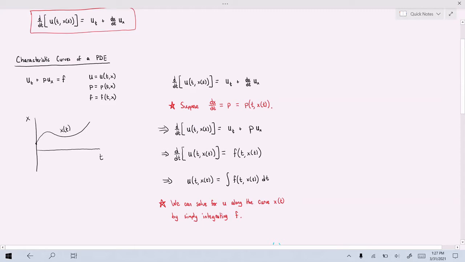So as we talked about just now, according to the chain rule, the derivative with respect to t of u of t, x of t would be equal to this. Now, let's suppose that the curve x of t satisfies dx/dt equals p. And here I decided to maybe just emphasize p would be evaluated along the curve t, x of t. Okay. All right, so if dx/dt is equal to p, then I can replace dx/dt with p up here, and that will lead to this result.